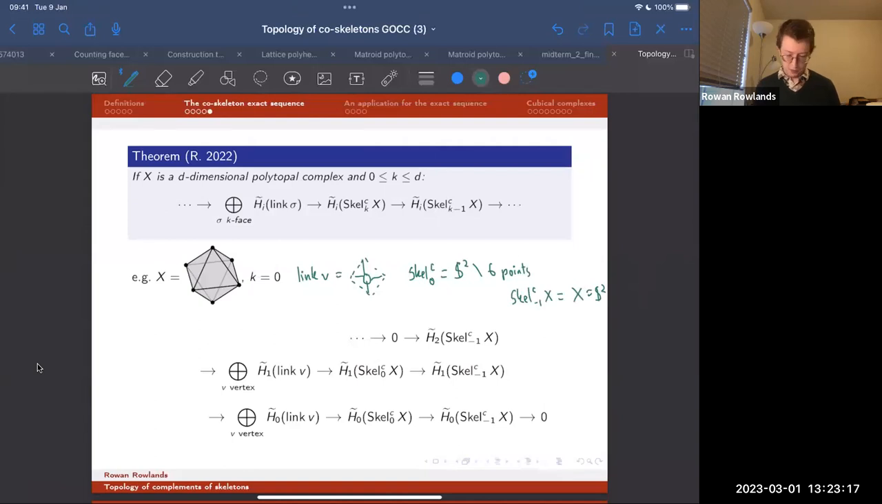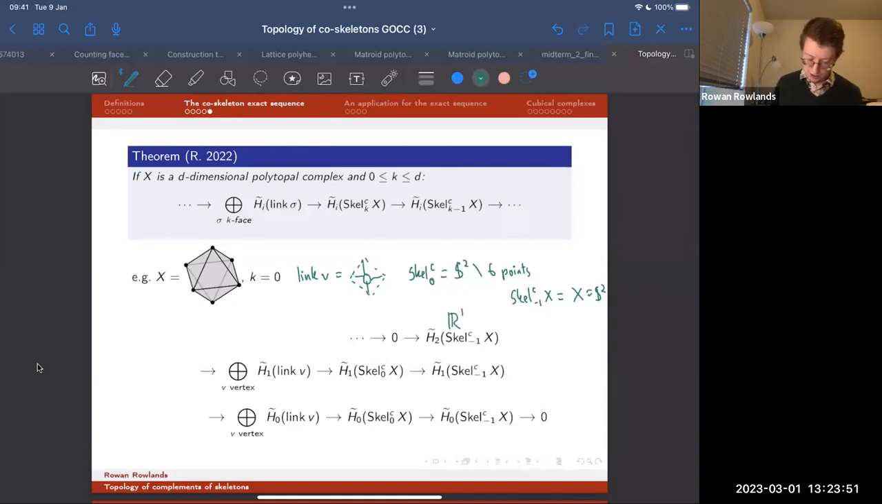Okay, so now I think we're ready to plug those into this exact sequence and check that it is actually exact. So most of the terms in this exact sequence are 0 until we get to this term here, which is the first non-zero term in the sequence. We're looking at the degree 2 homology of the -1th co-skeleton. So the degree 2 homology of a 2-dimensional sphere. A 2-dimensional sphere has one 2-dimensional hole, like that whole sphere itself is the 2-dimensional hole. And so this homology is a 1-dimensional vector space.